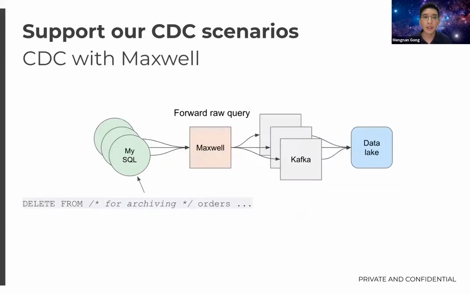Okay, and here is our current structure. We have a bunch of MySQL instances, and we use something called Maxwell. This thing will act as a slave of the MySQL instance, and it will forward the raw query to Kafka, including other information. Okay, and then on the other side, the data lake will consume the messages.